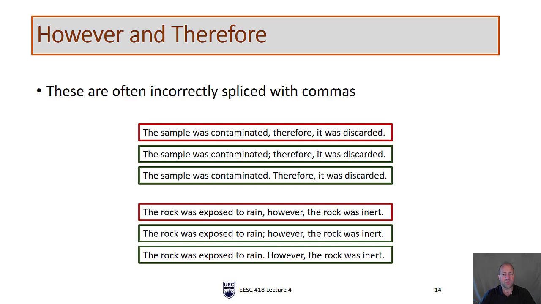We see the same type of construction with "however" all the time. The rock was exposed to rain. However, the rock was inert. So really, we have two independent clauses here that should be separated by a semicolon or a period. So be careful with those two. All right, so try out the examples in the materials that I've linked to because these are really important to use. They'll help your writing be much more readable than if you're not using them.